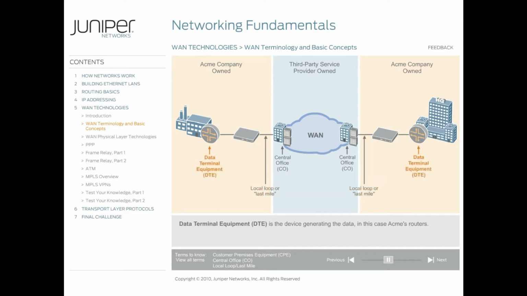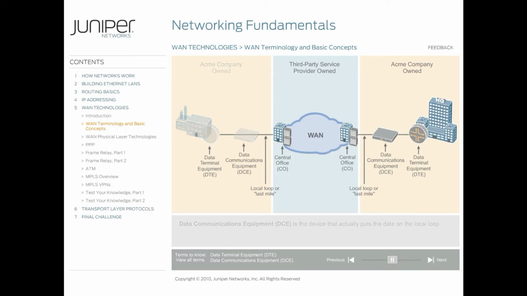The device generating the data is known as data terminal equipment, or DTE. In this case, the DTE is Acme's routers. The device that actually puts the data on the local loop is called data communications equipment, or DCE. The DCE, such as a modem, ensures that the data is in the correct format for the local loop. Let's see what these components look like in a different context. A PC is another example of DTE that might also use a modem, the DCE, to access the local loop.